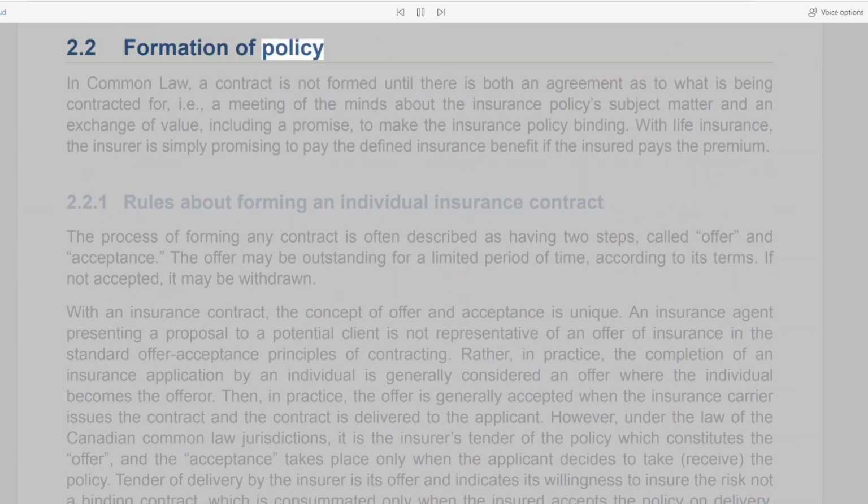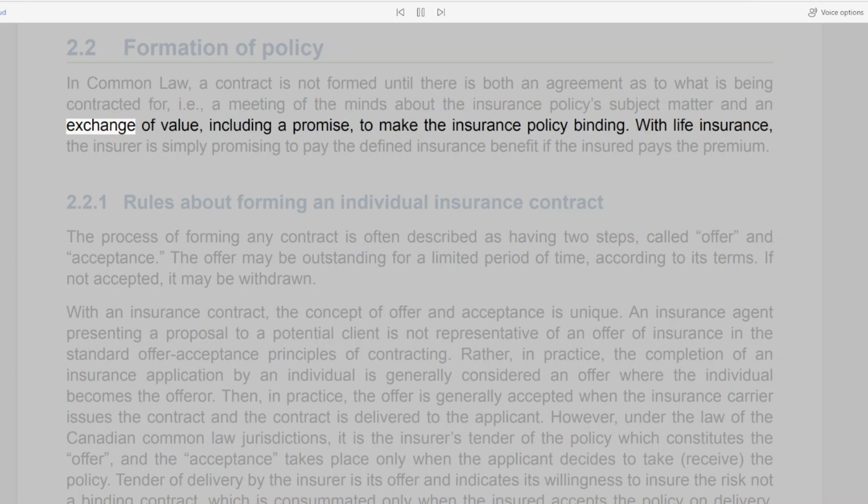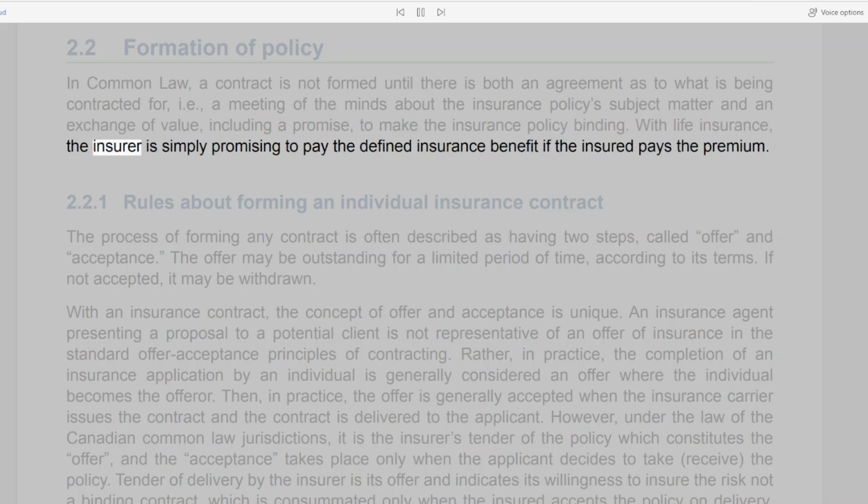2.2 Formation of policy. In common law, a contract is not formed until there is both an agreement as to what is being contracted for, i.e., a meeting of the minds about the insurance policy's subject matter, and an exchange of value, including a promise, to make the insurance policy binding. With life insurance, the insurer is simply promising to pay the defined insurance benefit if the insured pays the premium.